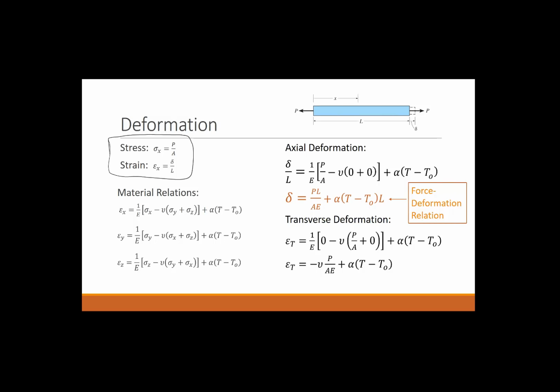And we've already talked about material relations for normal stress. We have the 3 different strains, and they're a function of the 3 different stresses. So that's the general case. And now we're dealing with uniaxial stress, so we know that 2 of these stresses are 0.